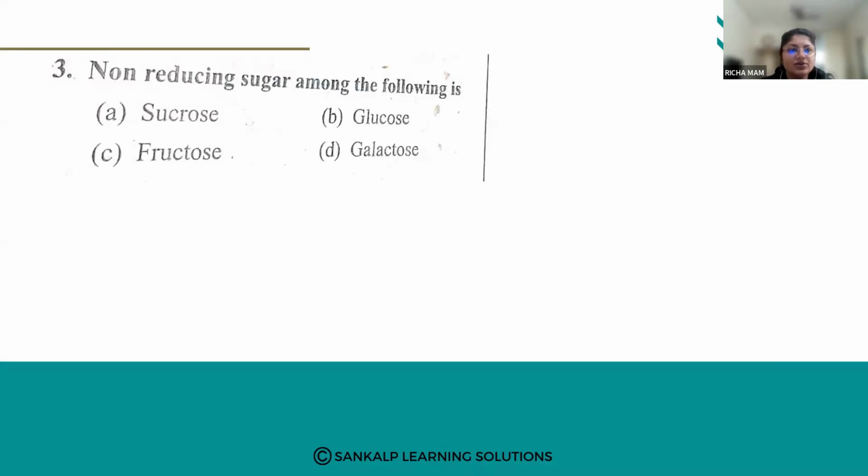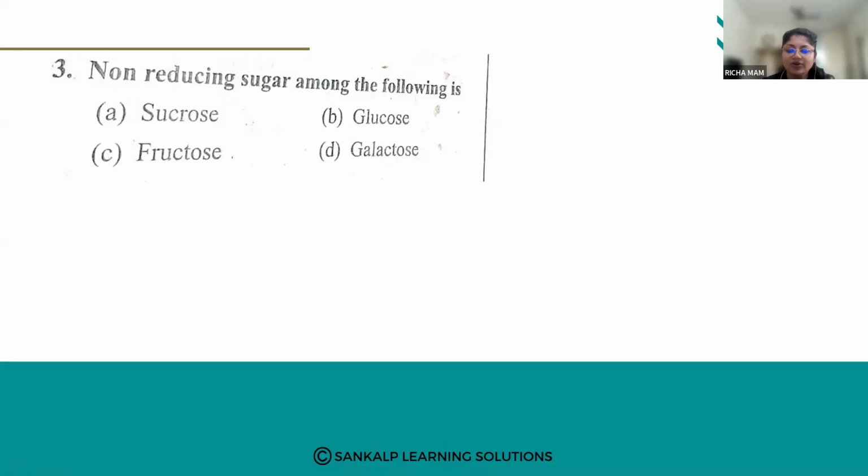The options are: A, sucrose; B, glucose; C, fructose; and D, galactose. Which is the non-reducing sugar among the following? What is a non-reducing sugar? Non-reducing sugars are the sugars which cannot be reduced. They don't have an OH group attached to the anomeric carbon.